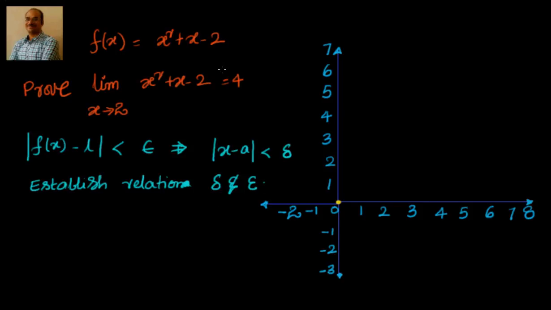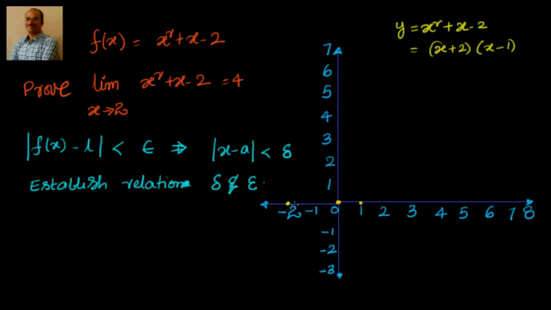Before doing that, let's plot this and see how the graph looks. I have y equal to x square plus x minus 2. Can I write it as x plus 2 into x minus 1? You will agree with me that we can do that. Now with x plus 2 into x minus 1, y will be 0 whenever x is minus 2, that is here, and also at x equal to 1.